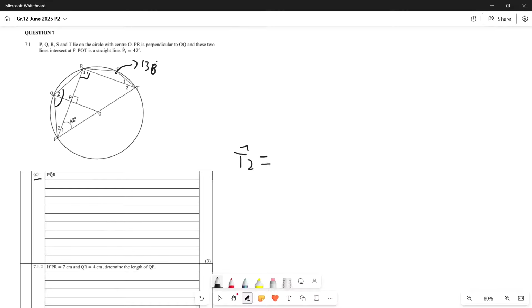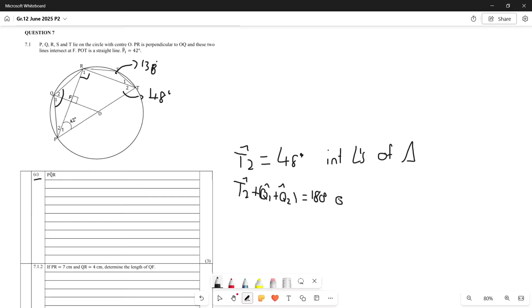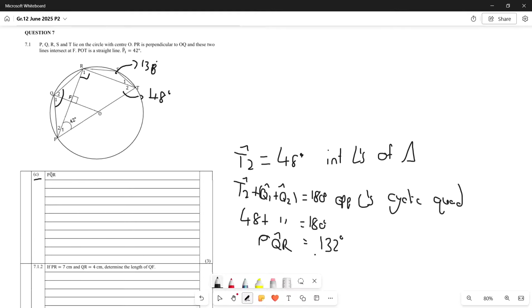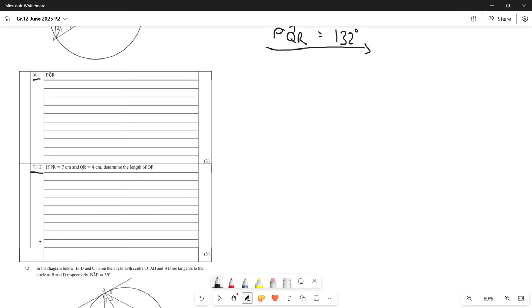Okay, so T2 equals 180 degrees minus 90 minus 42. We don't have to show our working. We can just do it on a calculator. And this equals 48 degrees. Great. So this is interior angles of a triangle. And now, like we spoke about, T2 plus Q1 and Q2 equals 180 degrees because of opposite angles cyclic quad, which means we just worked out T2. It is 48 degrees. So we have 48 degrees plus this guy equals 180 degrees. Take the 48 over, and PQR, like they were asking for here, equals 132 degrees.